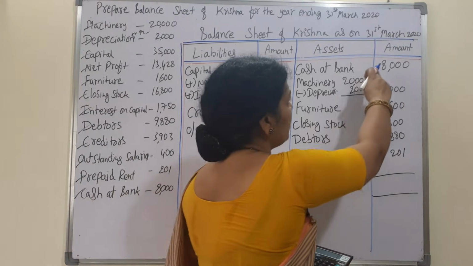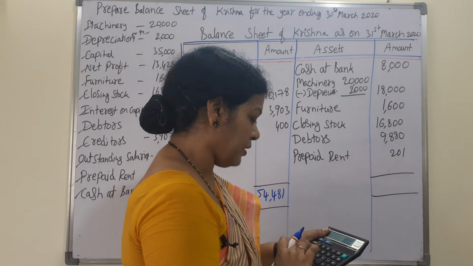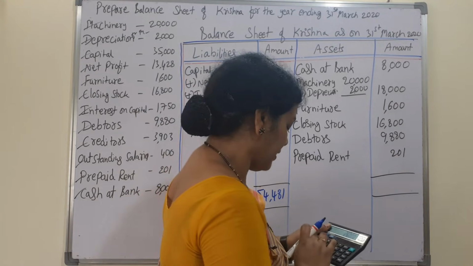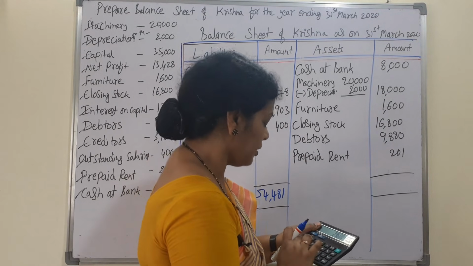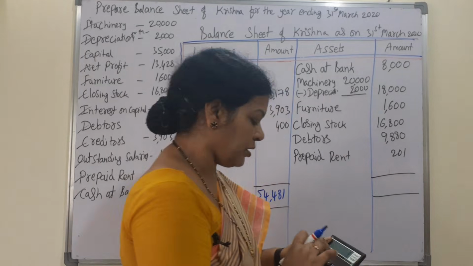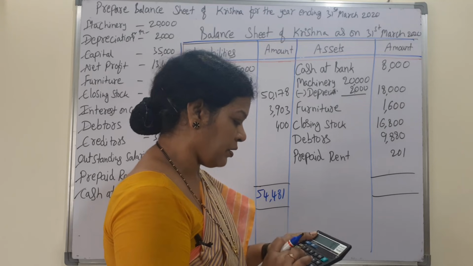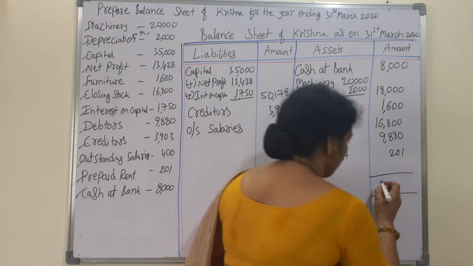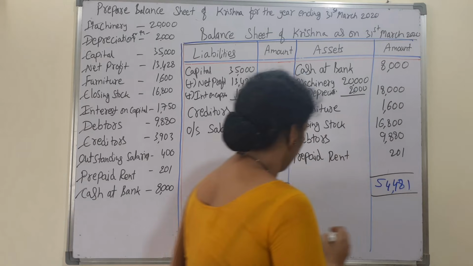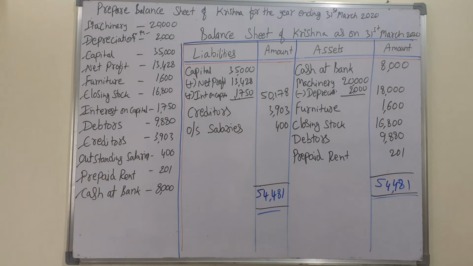Let's check it out. 8,000 plus 18,000. It is 26,000. 8,000 plus 18,000 plus 1,600 plus 16,800 plus 9,880 plus 201. It is also 54,481. That's our balance sheet is tallied. Okay. So you can note down or take a screenshot.